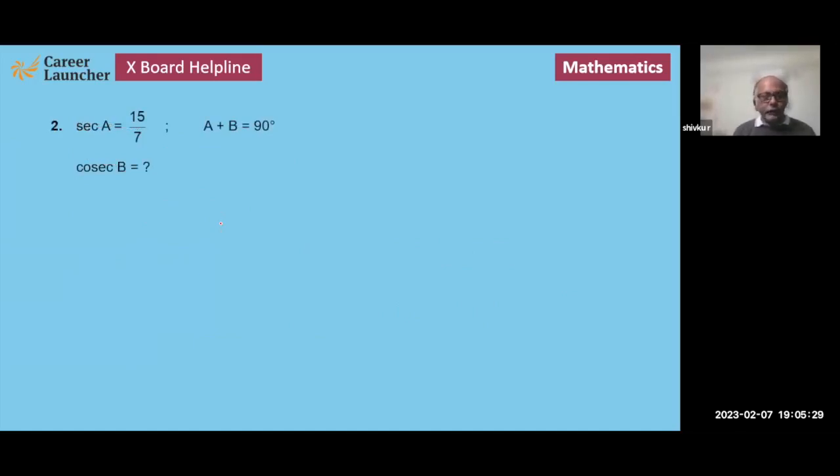Secant theta is equal to 15 by 7. A plus B is equal to 90 degrees. What is the value of cosecant B?